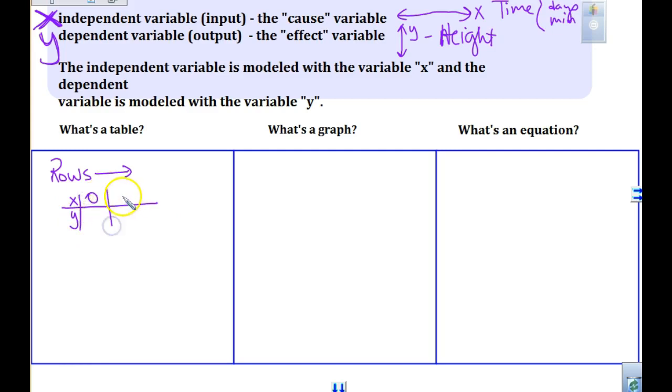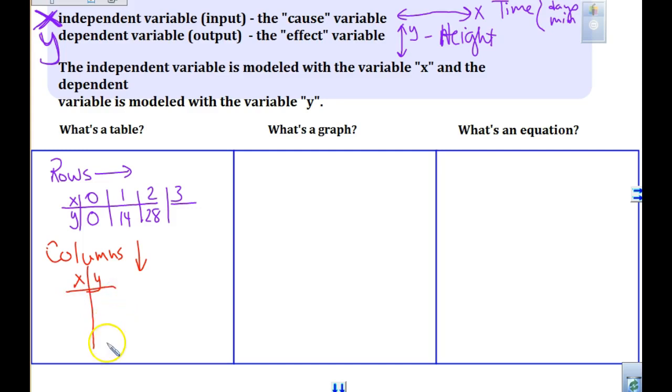So we have 0, 1, 2, maybe 3. We have 0, we have 14, we have 28, okay? And we continue with our numbers, so filling those in. The other way that we sometimes will see our table is that we will have columns. When you're thinking of a column, columns are what go up and down. So columns are going to be more like this, where we have an x and a y.